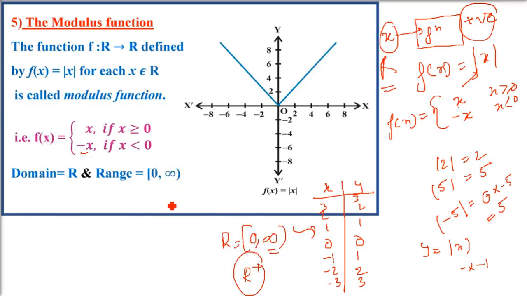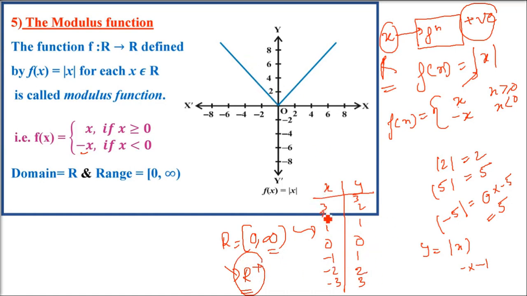The range is always going to start from 0. Infinity it goes, it will never give you negative. So the range is 0 to infinity, or you can also write it as R plus.